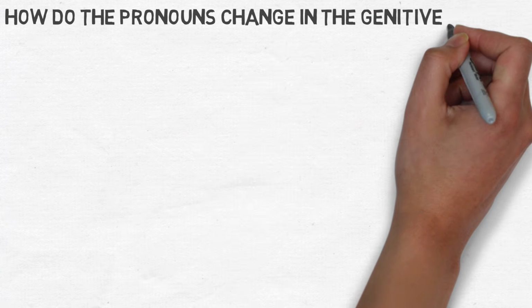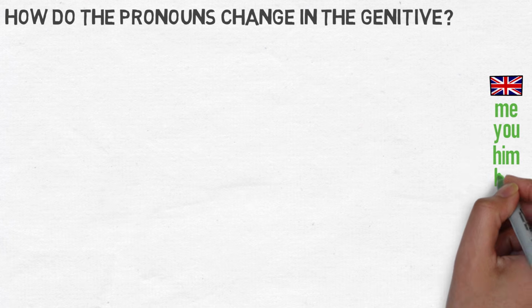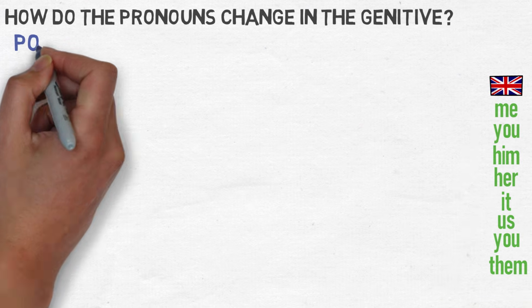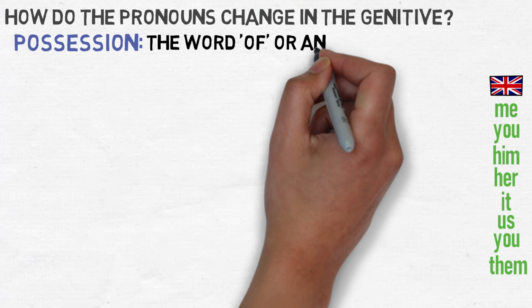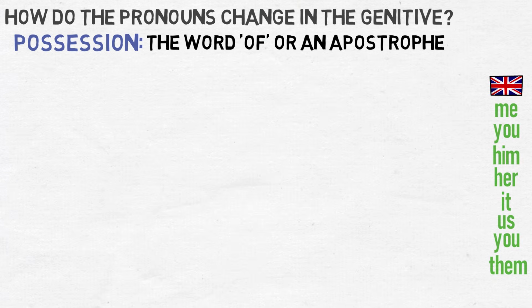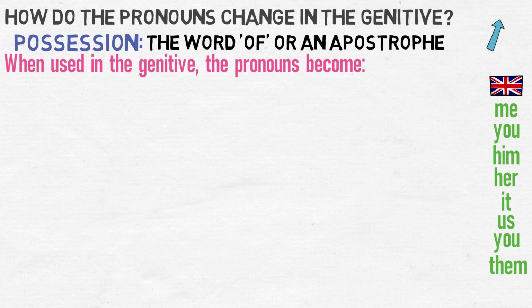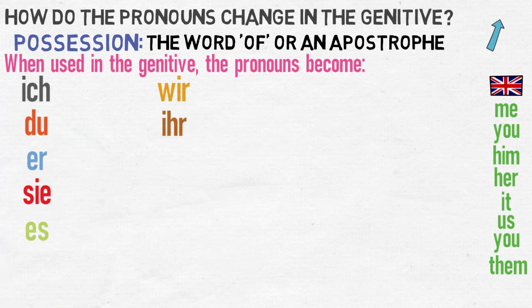The final thing you need to know about the genitive case is that the pronouns I, you, he, she, etc. change. But the good news is that these change in exactly the same way as they did in the dative case. Remember to go back and watch the dative case lesson if you haven't done already by clicking here. In the genitive case, as they did in the dative case, the nominative German pronouns ich, du, er, sie, es, wir, ihr, sie and Sie change like this.